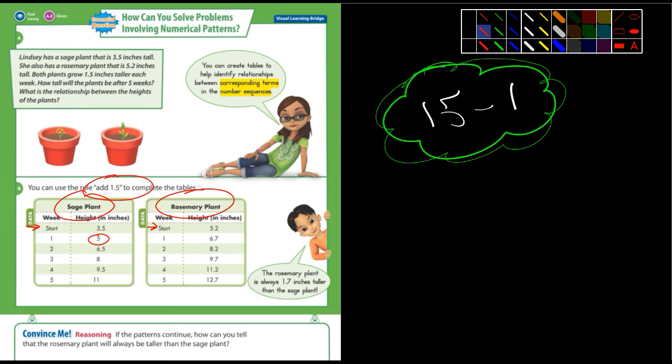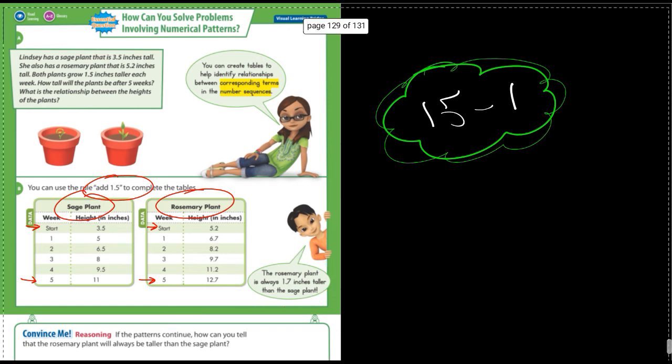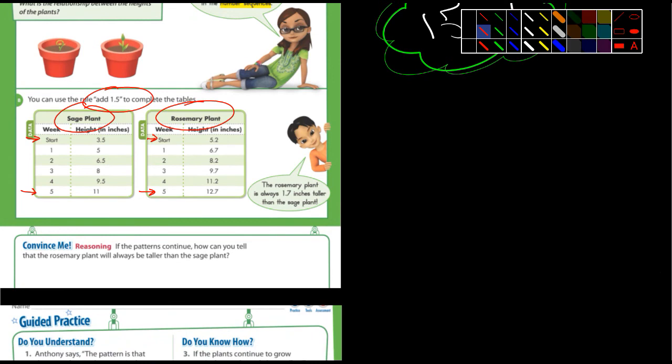And then you can just take this chart here and line it up and see what happens after 5 weeks and how tall it is. You can see that at 5 weeks the sage is 11 inches tall, and for the rosemary plant in 5 weeks it's 12.7 inches tall. And they point out that the rosemary plant here is always 1.7 inches taller because they're both growing at the exact same 1.5 inches each week. That's not changing at all. Hopefully that makes sense to you guys here.